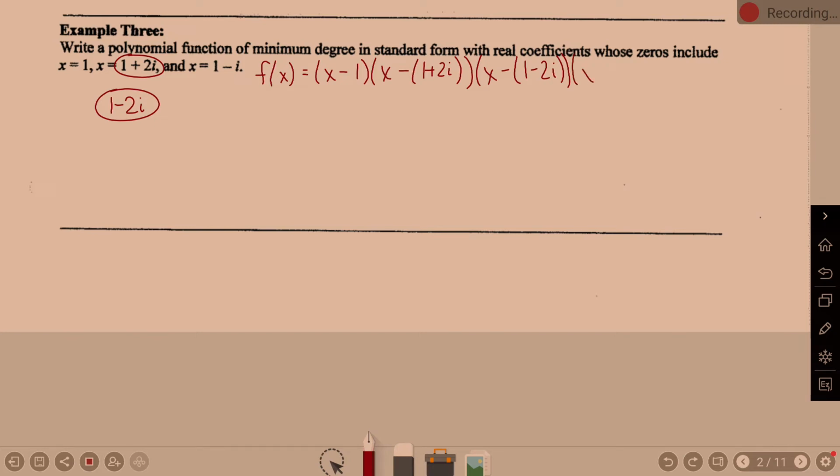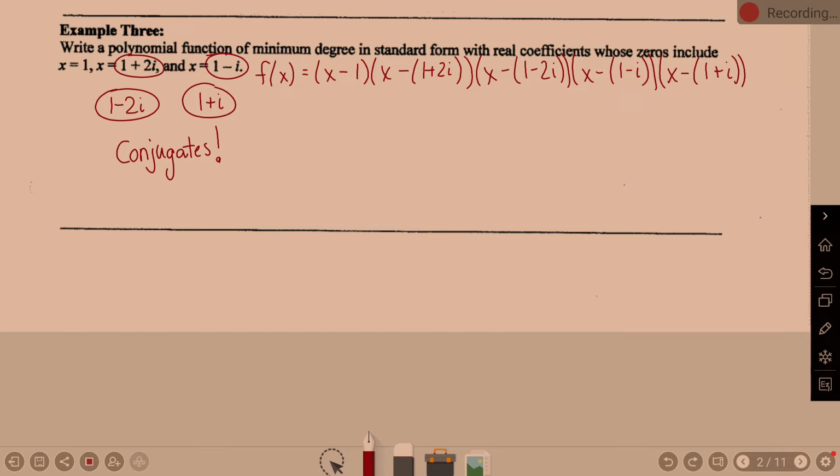Okay, next one. x minus the quantity 1 minus i. And you know what I need, right? We need one more, which is x minus the quantity 1 plus i. Because 1 minus i has the conjugate 1 plus i. So don't forget those conjugates.